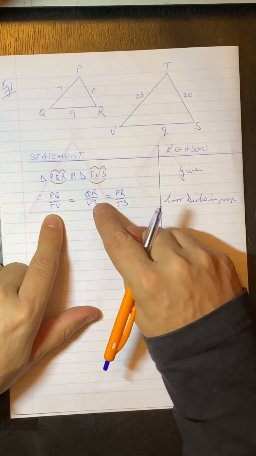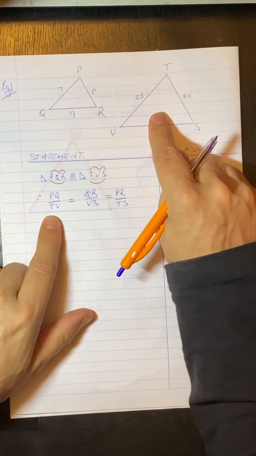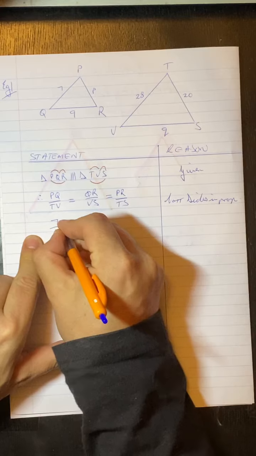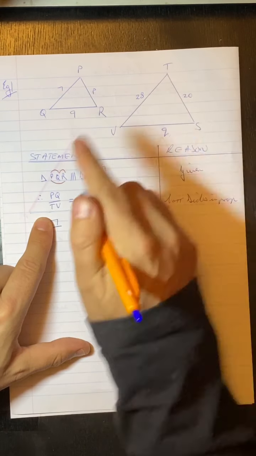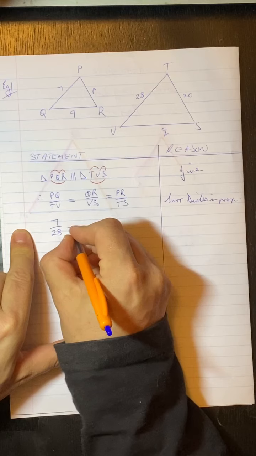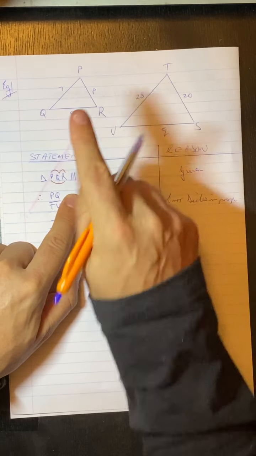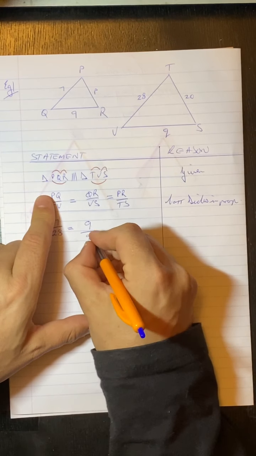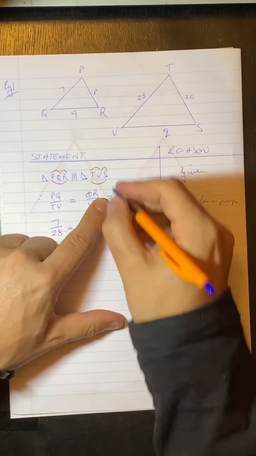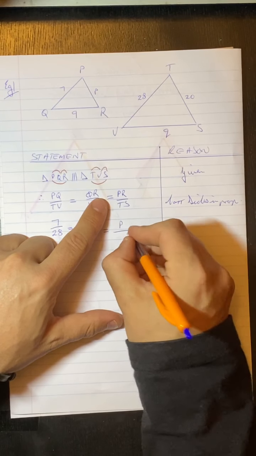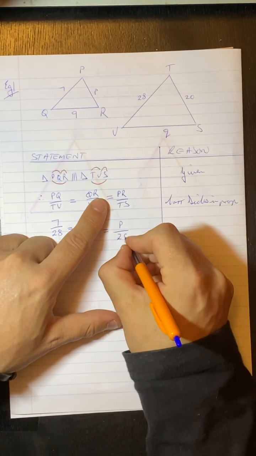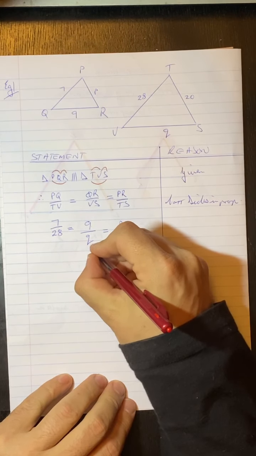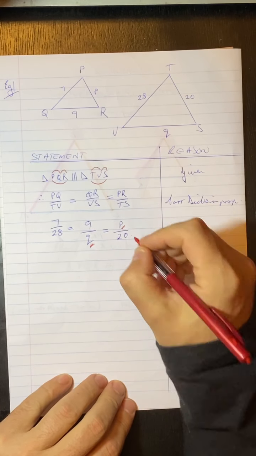Okay, so what I'm going to do now is I'm actually going to fill in the values for PQ, TV, QR, VS, PR, TS from my triangles over here. So PQ, you can see PQ is 7, so we get 7 over TV, TV is 28, equals QR is 9, over VS is Q, equals PR is P, over TS is 20. Okay, so our 2 unknowns that they asked us to solve, there's the one, the Q, and there's the other one, P.